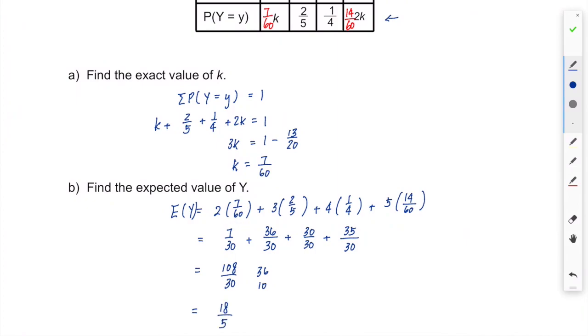Okay, so this is equal to 3.6, which means that when I carry out this probability experiment many, many times, I will expect to get y equals 3.6 on average.